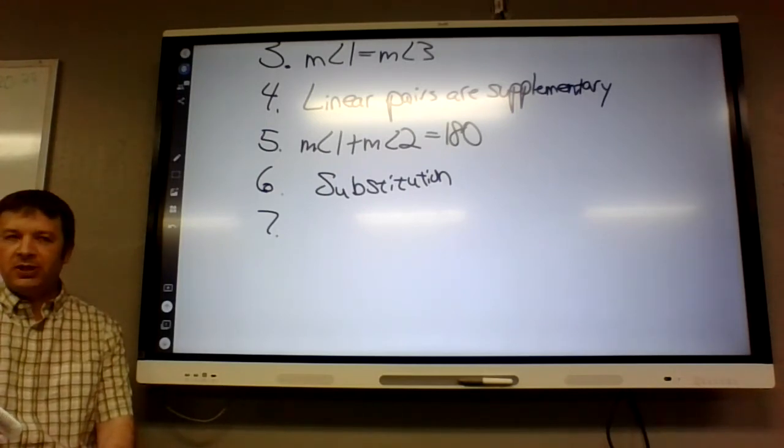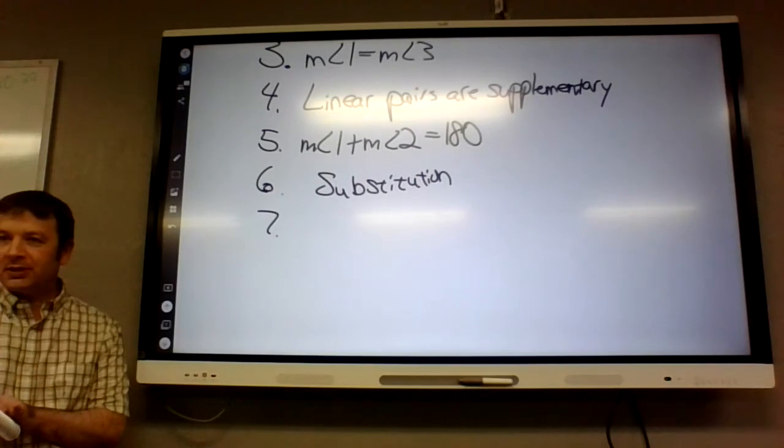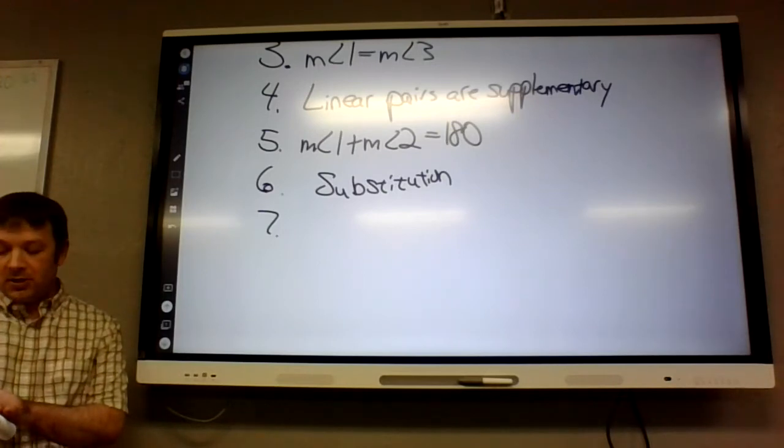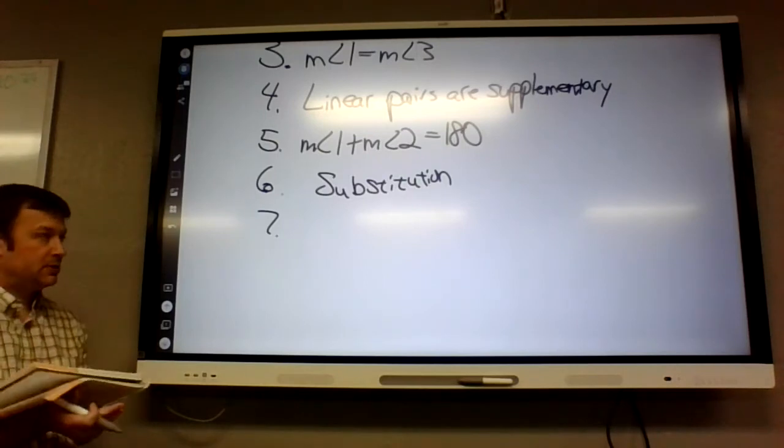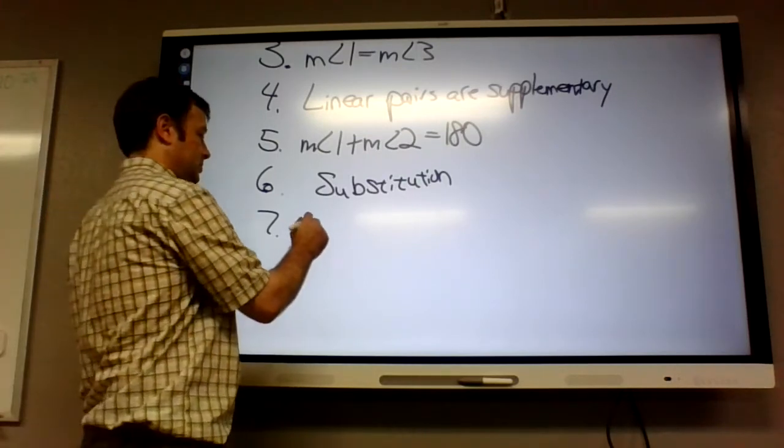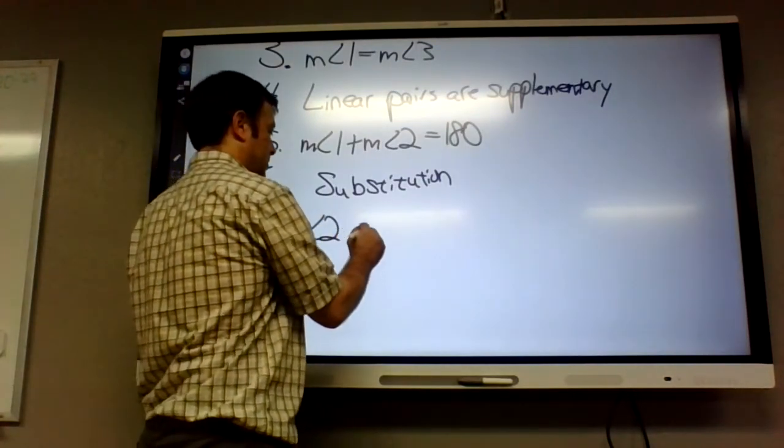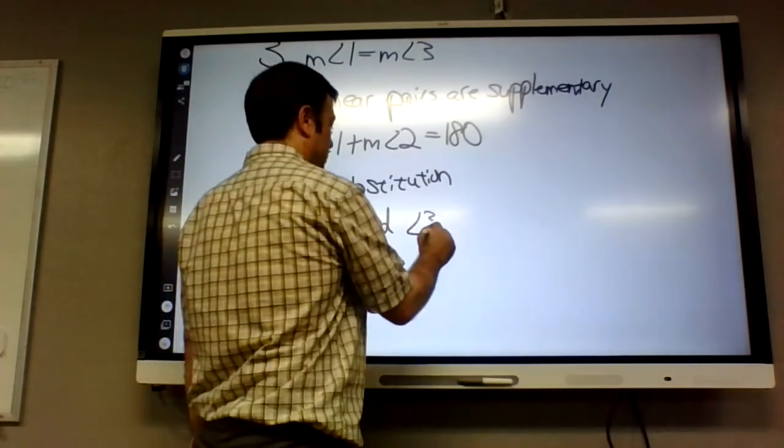Grant, what do we always put on the very last line? I was talking about the one proof at the top of the test. What you're trying to prove, what are we trying to prove? 2 and 3 are supplementary.